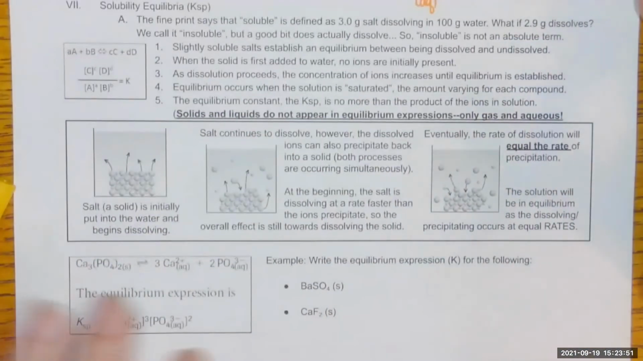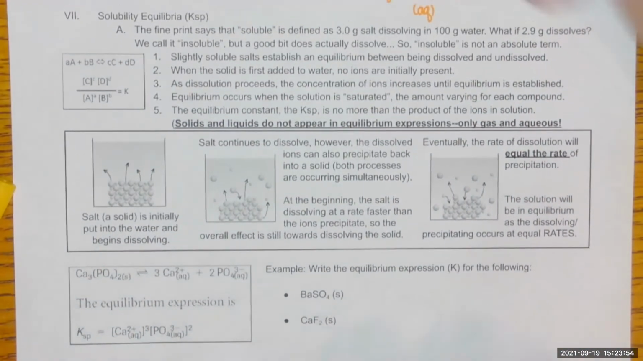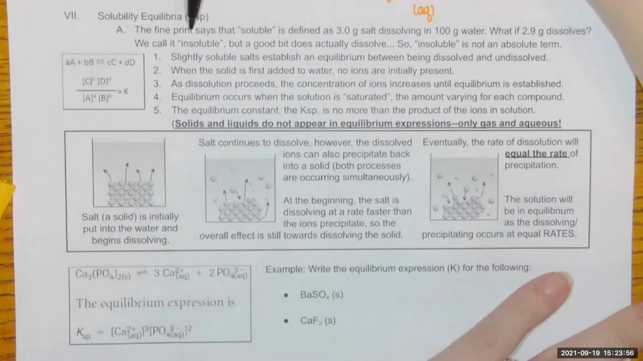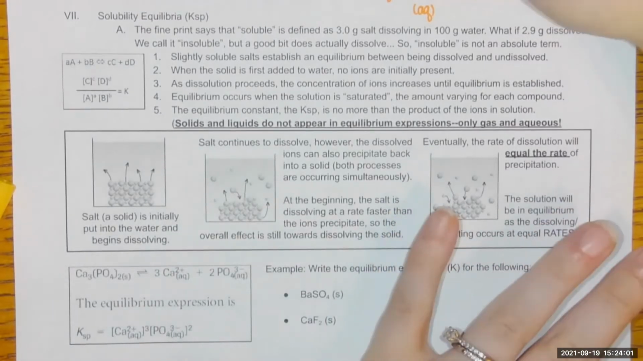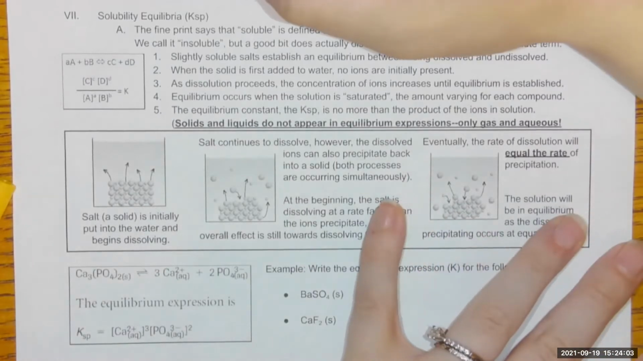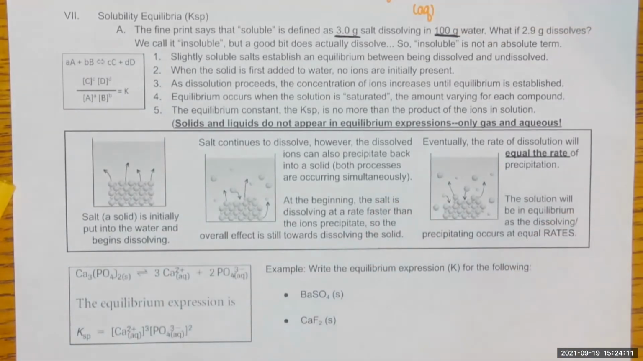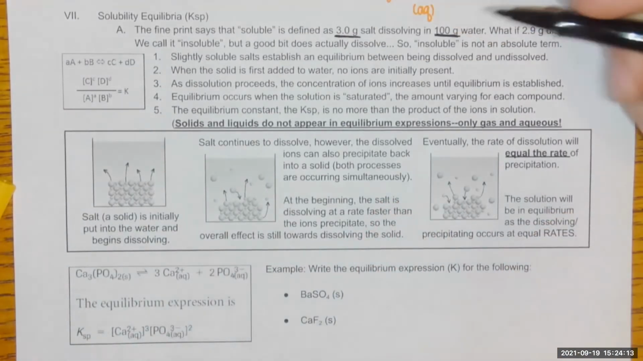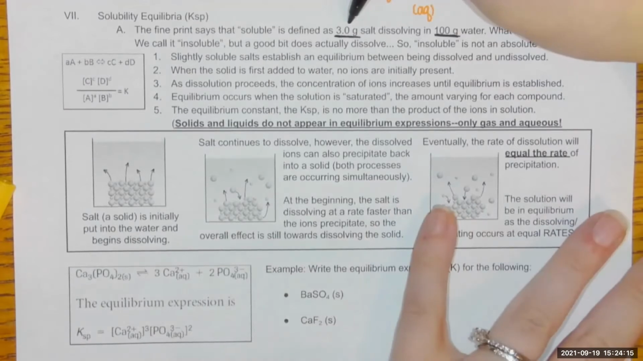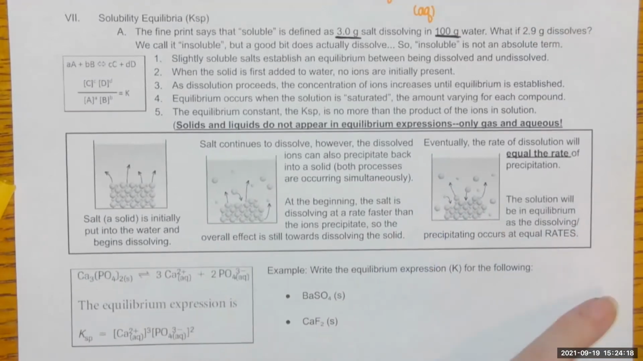Now, what does that even mean? It means this. The fine print says that soluble, depending on your textbook, generally means you have to get a couple of grams into 100 grams of water. You've got to be able to get a certain amount of powder to dissolve into the water. But what if you get a little bit to dissolve, but not quite the threshold amount?